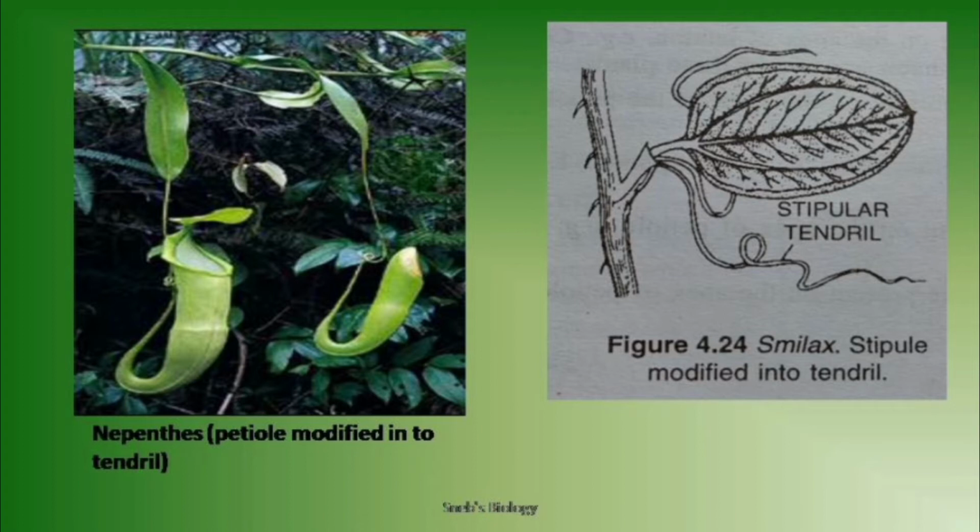The next modification that we see for tendril is the stipule modified into tendril. So this will be called stipular tendril. In this case, there are two structures which are there to protect the leaf. When the leaf is in the form of primordium, these two structures were protecting that primordium. Now the leaf is open, this stipule gets modified into tendrils, and this can be seen in case of Smilax.